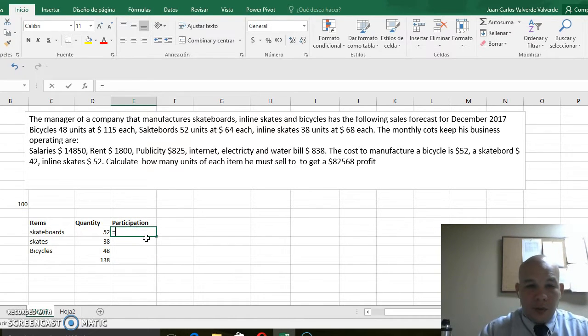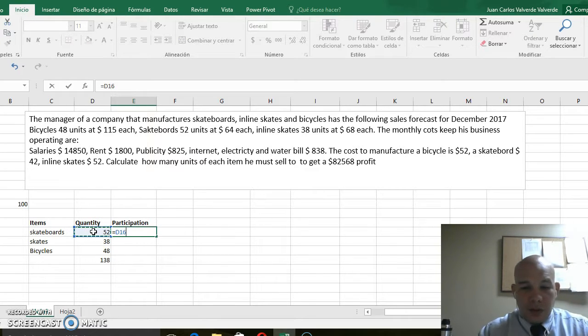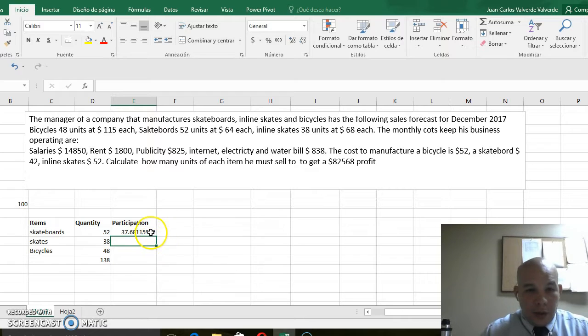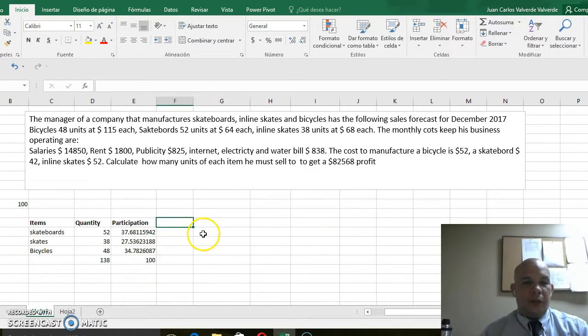So the formula is multiplication. We multiply skateboards times 100, and we divide it by the total amount. I will copy the formula for the rest. When I add this up, the addition should be 100. That's perfect. We got 100.